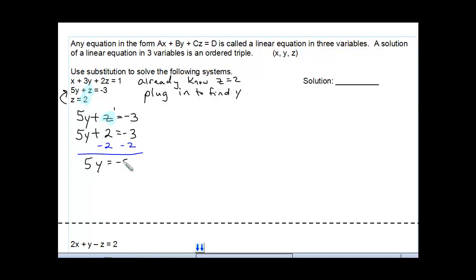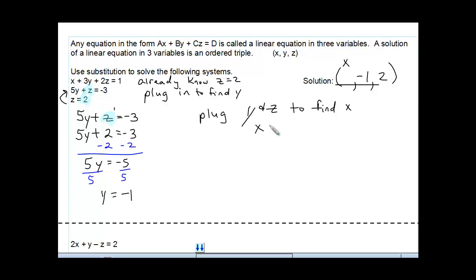5y is equal to -5. Now let's divide both sides by 5, and y is equal to -1. So now I know in my ordered triple that y is -1 and z is 2. I do not know what x is. So let's plug y and z into the equation to find x.